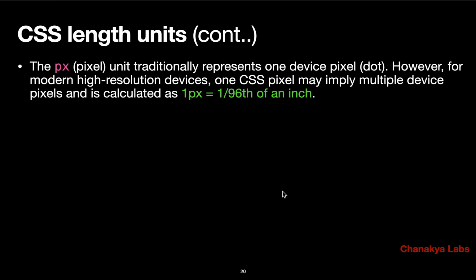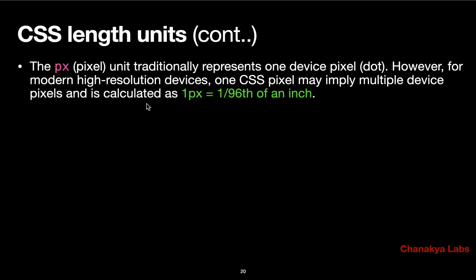Okay, so in summary, pixel, we already know that it is an absolute length unit. However, don't confuse pixel with pixel on your screen. Actually, the pixel name was given traditionally to represent 1 pixel of your screen, but right now the modern devices have very high resolution, right? So actually 1 pixel in CSS terms might have many physical pixels in the width of 1 pixel.